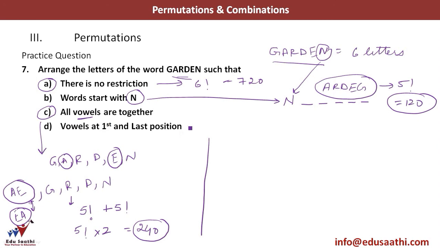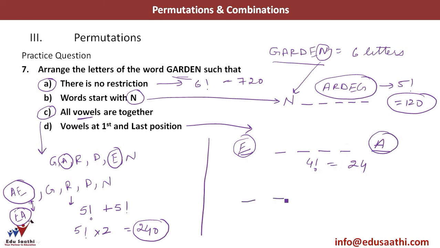Let's take the last option here. We'll solve it here. Vowels at the first and the last position. If I want a vowel at the first and the last position, I'll draw 6 dashes here. I'll write a vowel here. Let's say I write E here and I'll write A here. The first and the last position, I fix them. Now the rest of the letters can be arranged in how many ways? 4 factorial ways. So I'll have 24 words which have E at the beginning and A at the last.